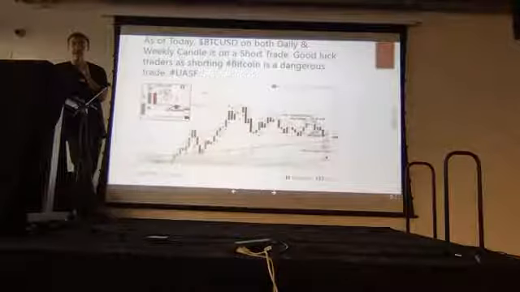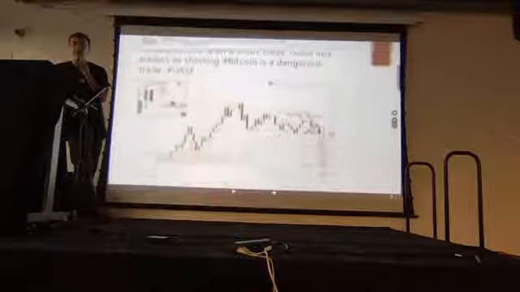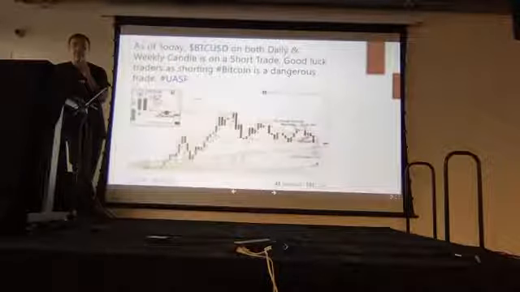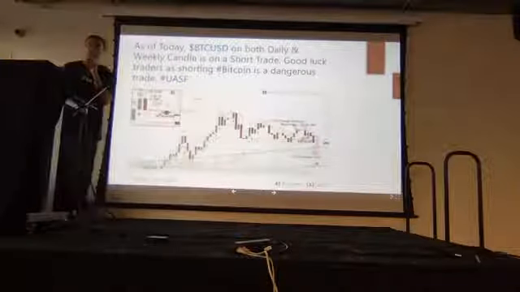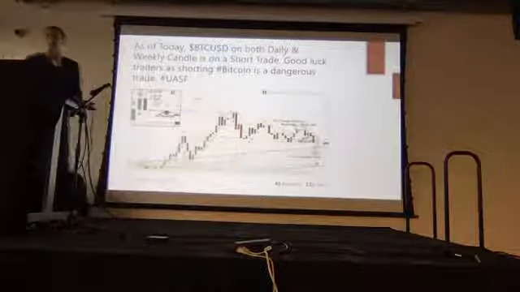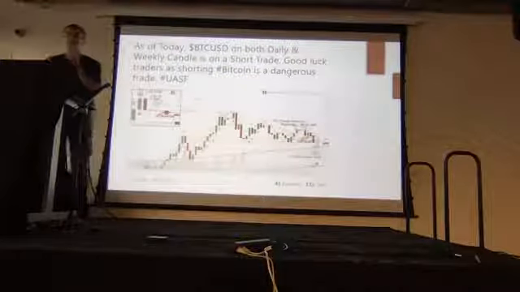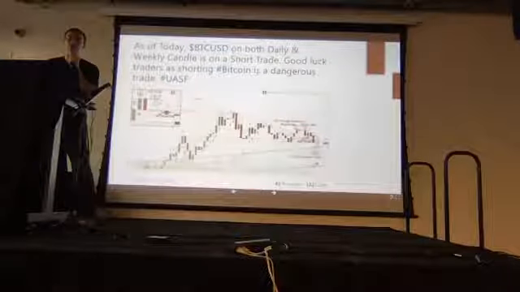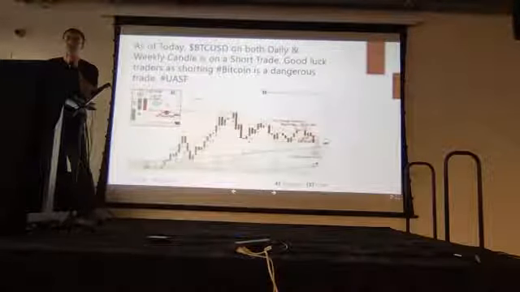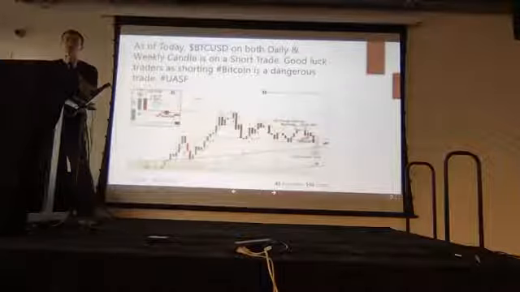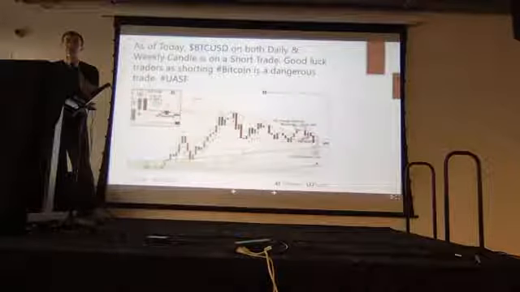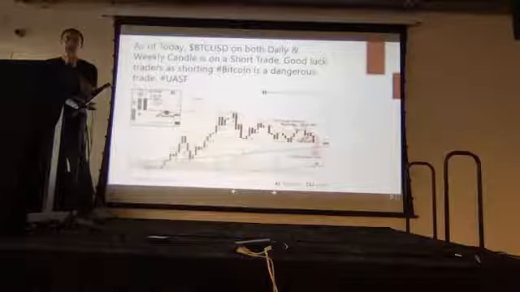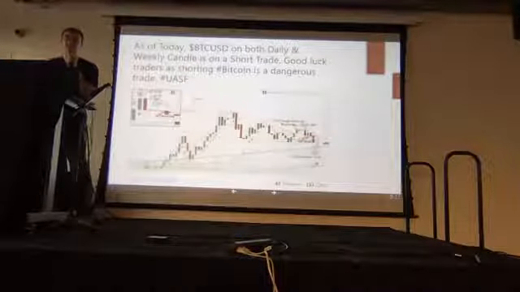As of today, when did I send this tweet? There's no timestamp. Oh, there it is. 10th of July. Right? Twitter is a blockchain, guys. I can't go back and edit my tweets. Oh, perfect timestamp. As of today, Bitcoin on both daily and weekly candles is on a short trade. Good luck, traders with shorting. Bitcoin is a dangerous trade, especially short trade. And I'm supporting the user activated software, right?